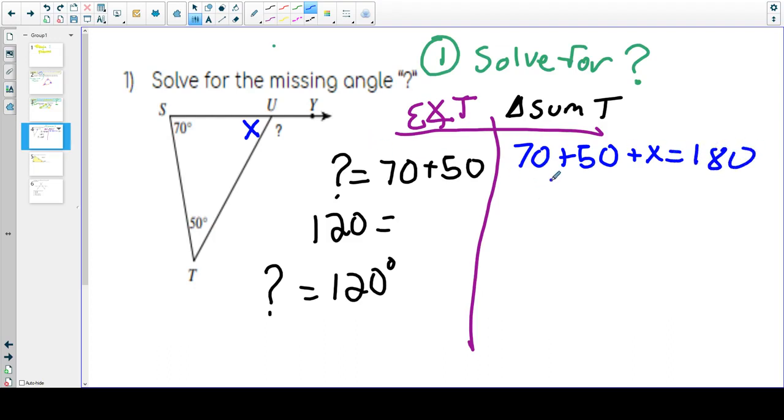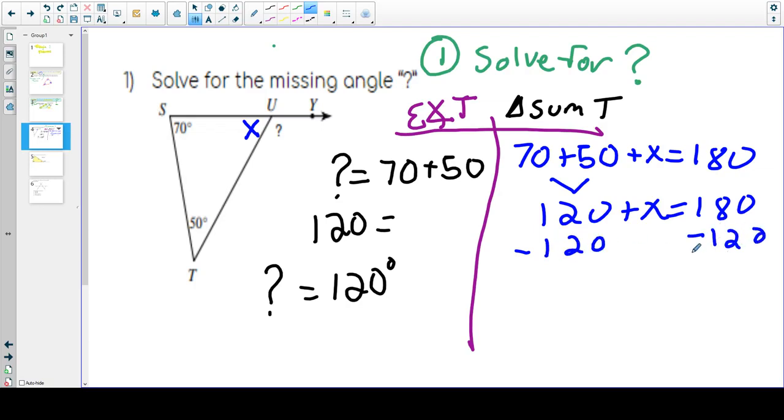Now, when we add these two together, you get 120. Whoa, it's the same answer, but we'll get there in a second. Plus x equals 180. And if we want to solve for x, we can subtract 120 on both sides, and you get x equals 60 degrees.